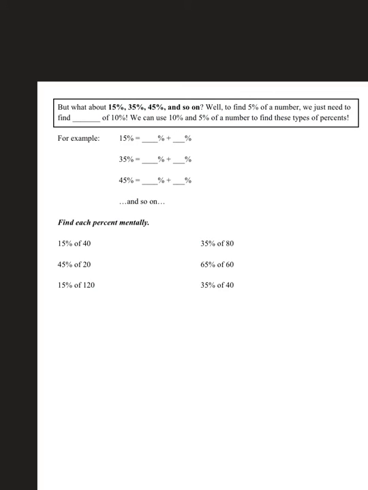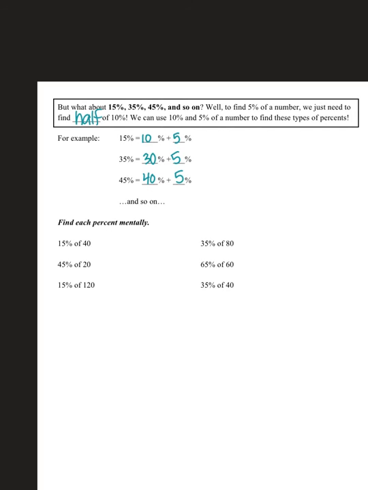Okay, this next part's a little bit trickier, but still we can do this. So what about 15%, 35%, 45%, and so on? Well, to find 5% of a number, we just need to find half of 10%, right? So we can use 10% and 5% of a number to find these types of percents. Because if 15% is made up of 10% and 5%, isn't 35% 30% plus 5%? 45% is 40% plus 5%, and so forth.